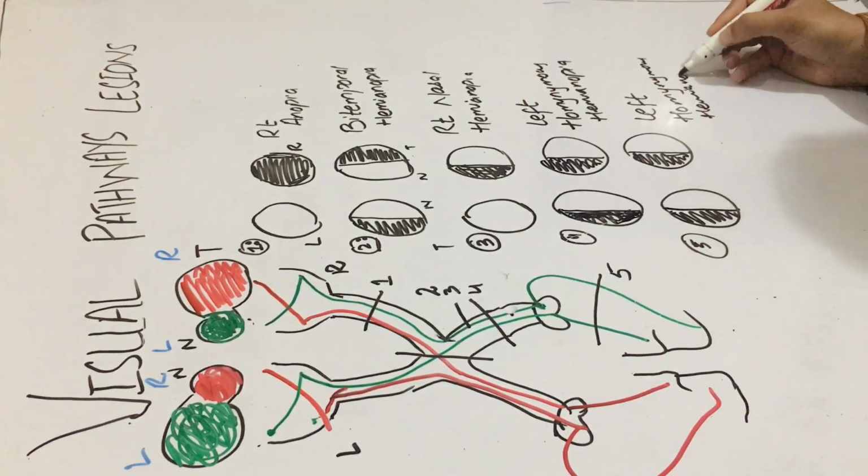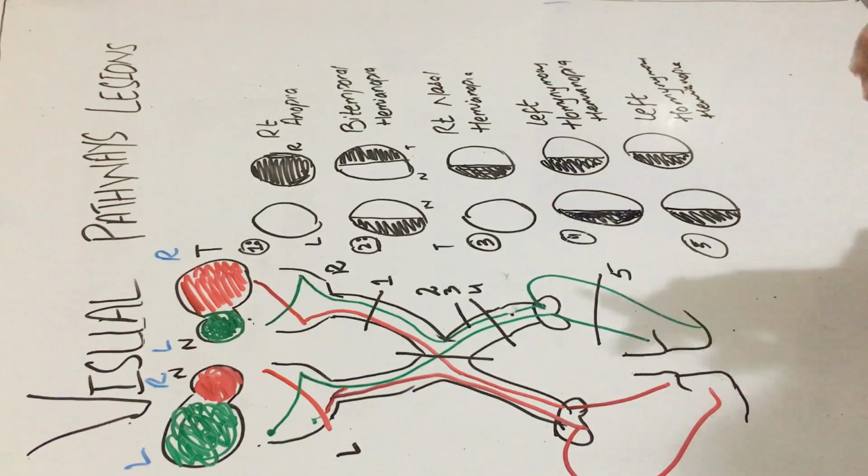So this was all about the visual pathway lesions. I hope there is no confusion and all of this is clear. I discussed these in a very simplified form so that you can understand well. Thanks.